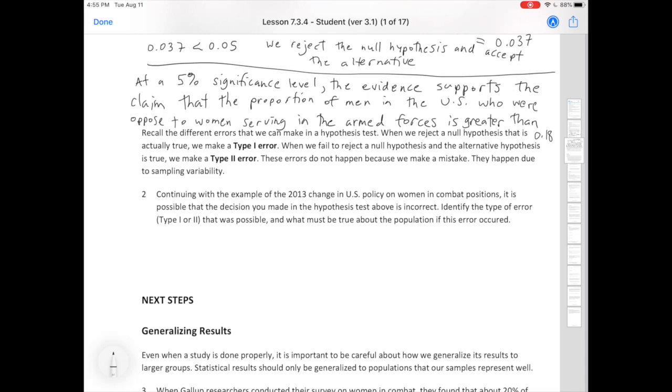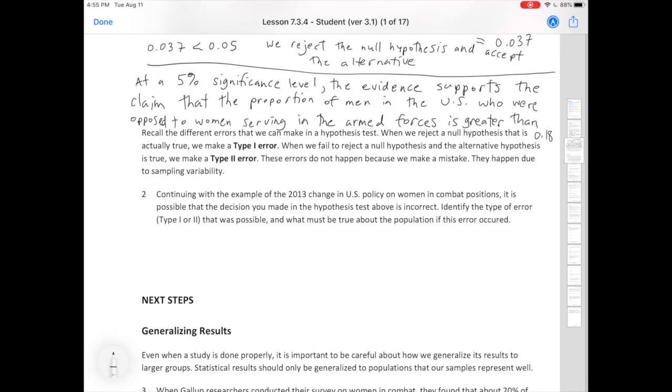Okay, so again, let's read that again. It says, at a 5% significance level, the evidence supports the claim that the proportion of men in the U.S. who were opposed to women serving in the armed forces is greater than 0.18.